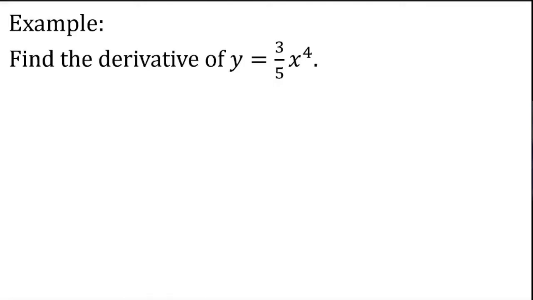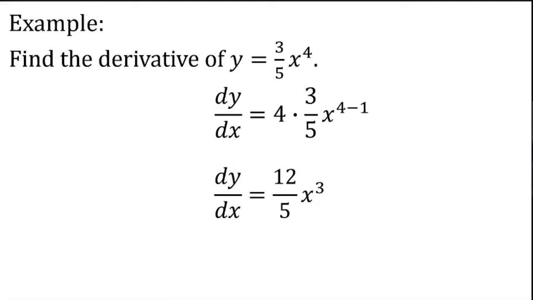Find the derivative of y equals 3 over 5 times x to the 4. So this will become dy over dx equals 4 times 3 over 5x to the 4 minus 1. Or dy over dx equal to 12 over 5 x cubed.